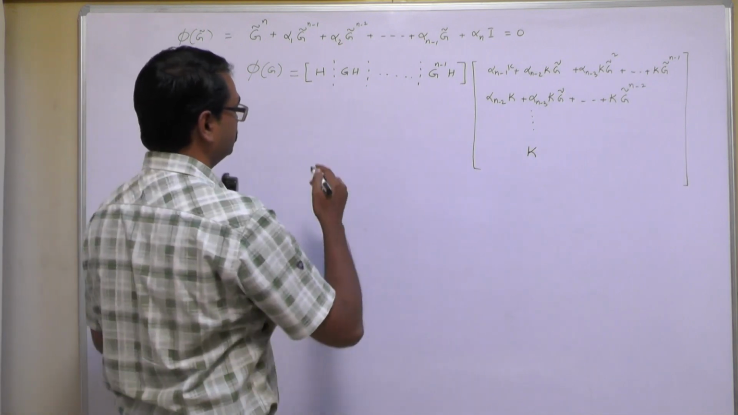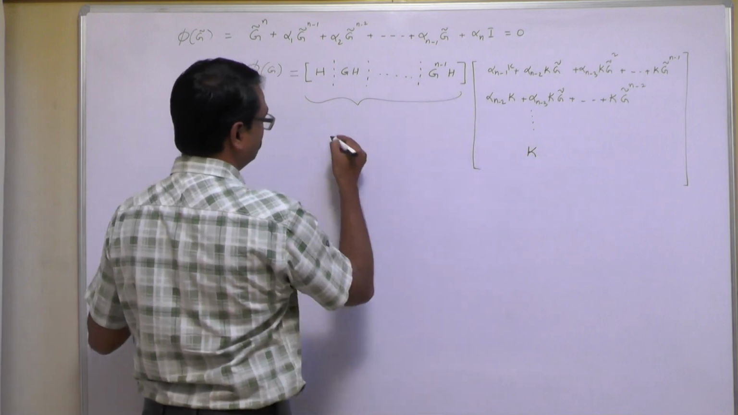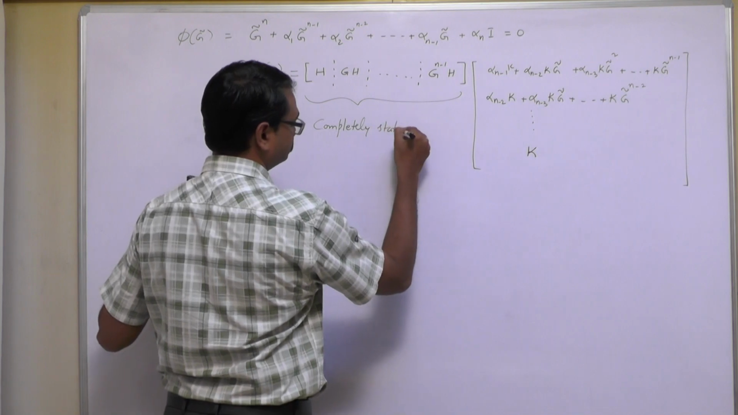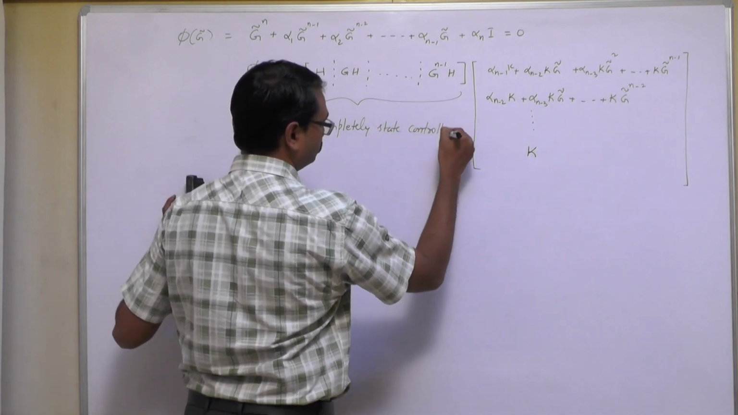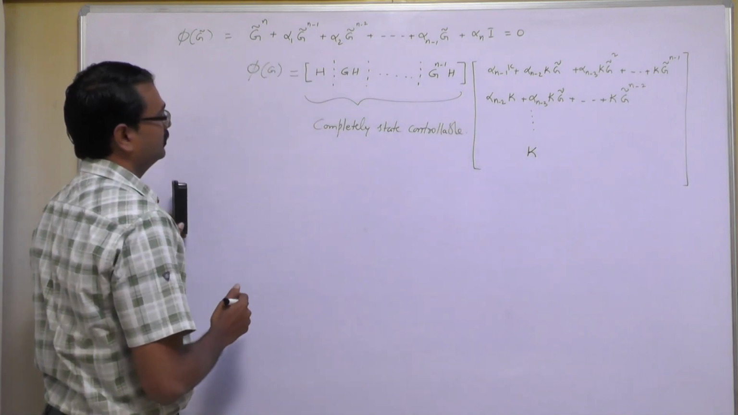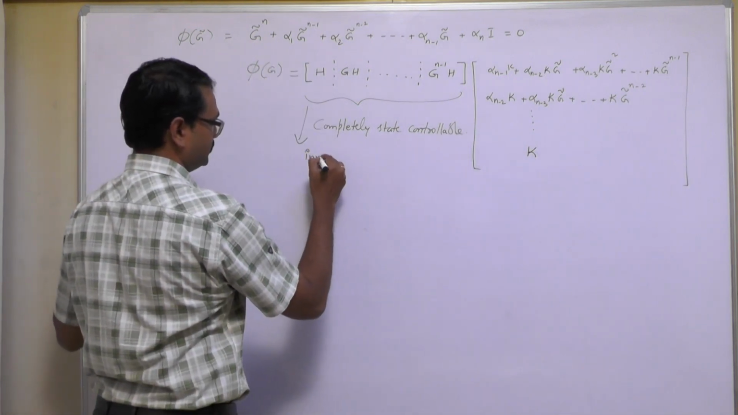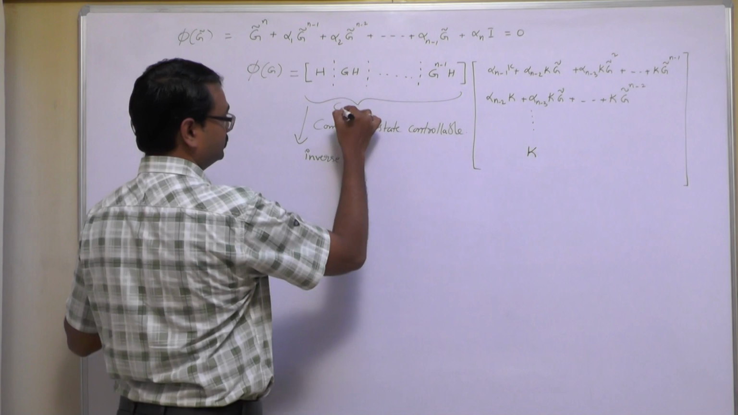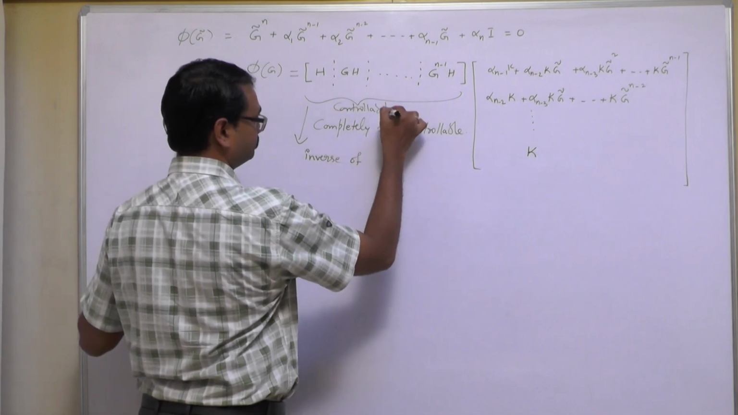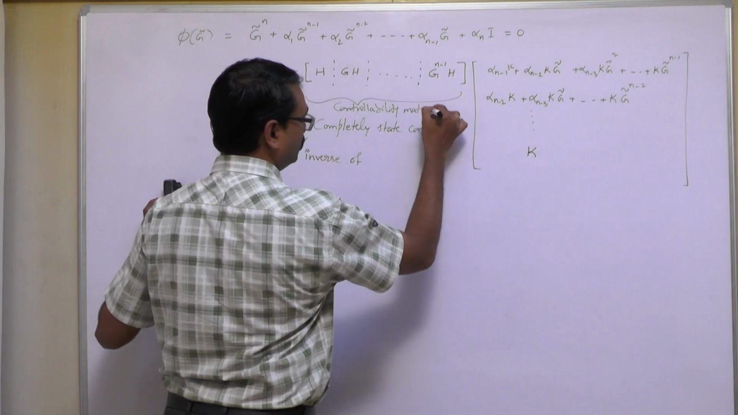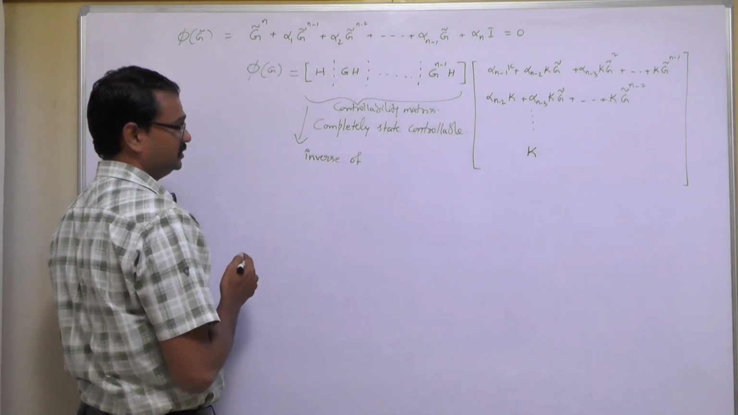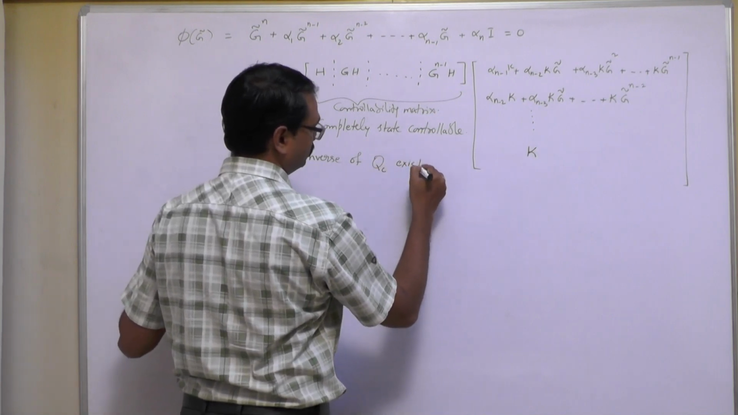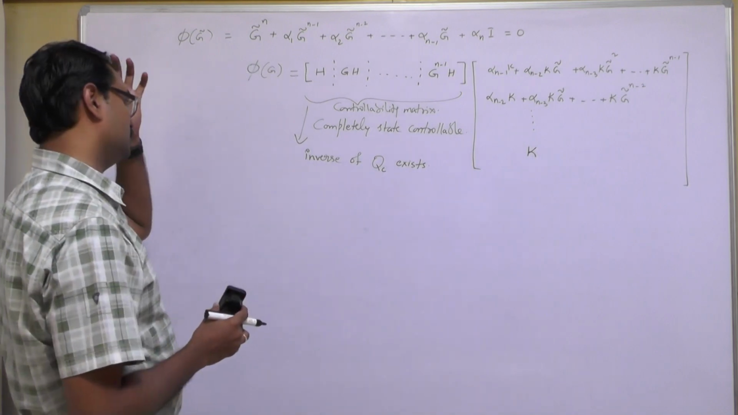Now since this is completely state controllable, the inverse of this exists. The inverse of this is a controllability matrix, right? So the controllability matrix, and since the rank of this controllability matrix is equal to n, the inverse of the controllability matrix exists. So without any problem, you can finally go for that equation.